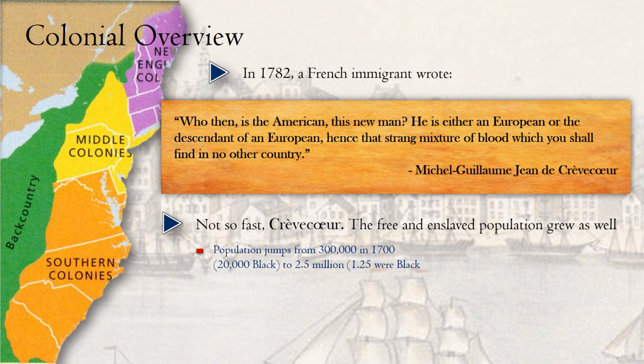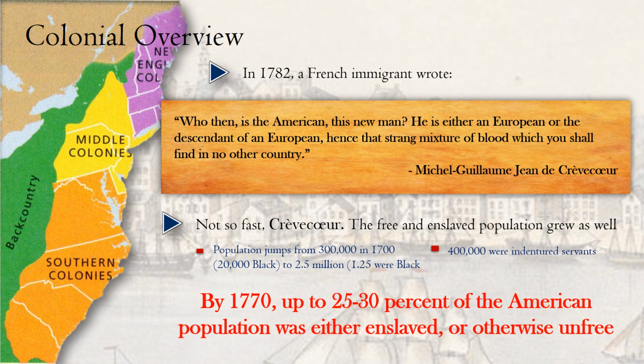So while the population jumps from 300,000 in 1700, you have 20,000 black colonists who came unwillingly to 2.5 million. Now, 400,000 of these folks were indentured servants, who are generally white Europeans who are also considered to be unfree. So the big takeaway is by 1770, about 25 to 30%, some people say more, of the American population was either enslaved or otherwise unfree.